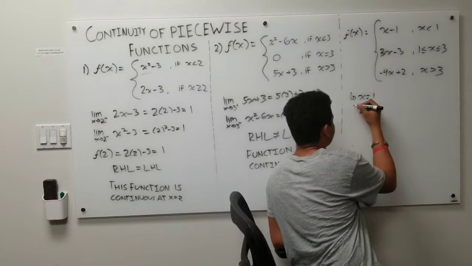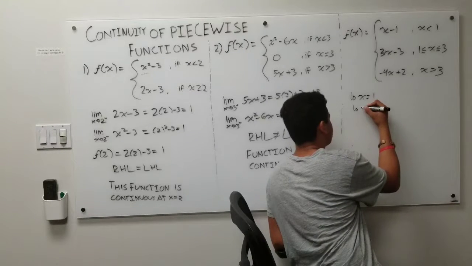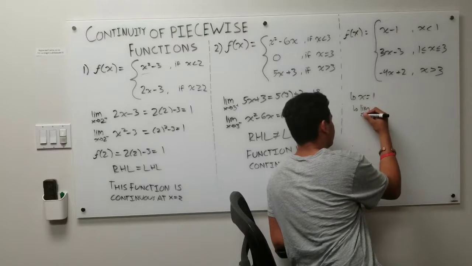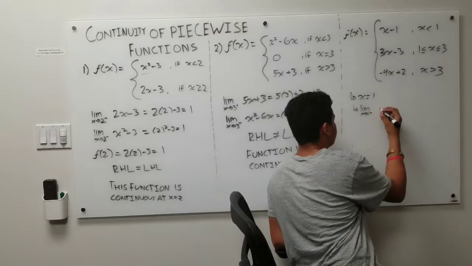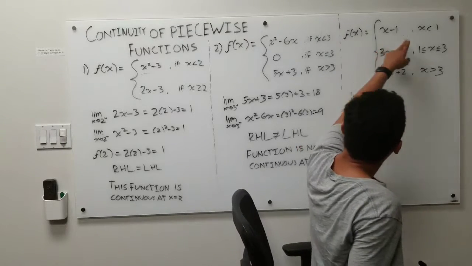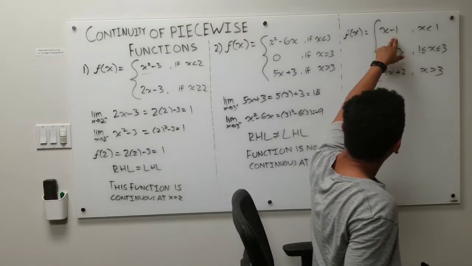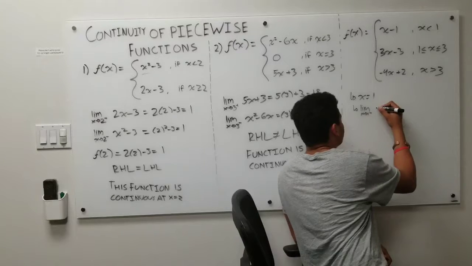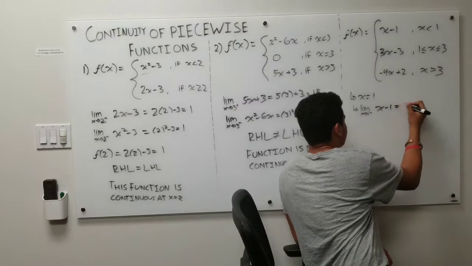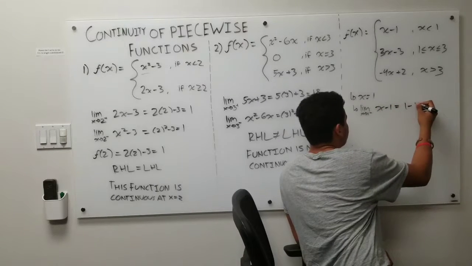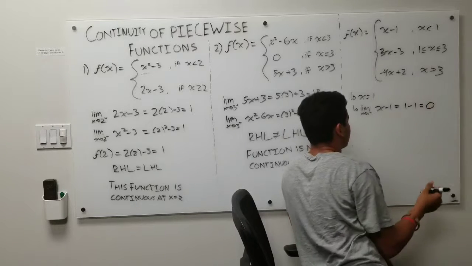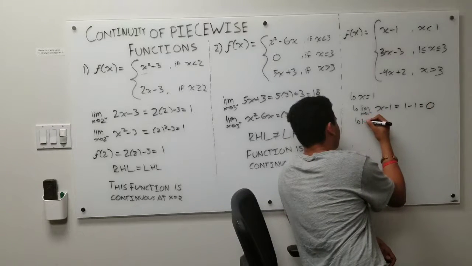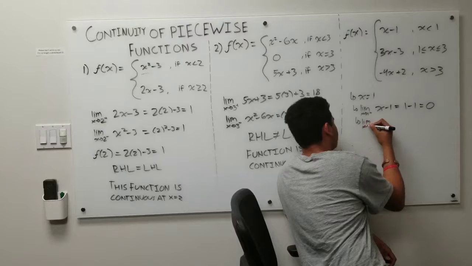So let's go ahead and find the left limit as x approaches 1 from the left side first. From the left side we have x minus 1, because these are for all values less than 1. So we have x minus 1 here, which is going to equal 1 minus 1, which is equal to 0.